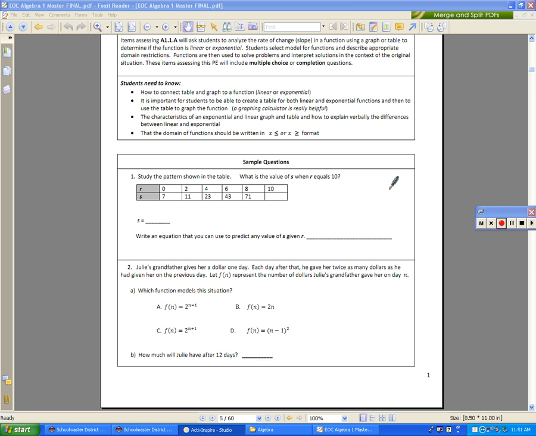Yes? I got 102. You got 102? How'd you get that? I don't know. Okay, well what you should have done is squared the 10, which is 100, and then plus 7 makes 107. Okay? All right.